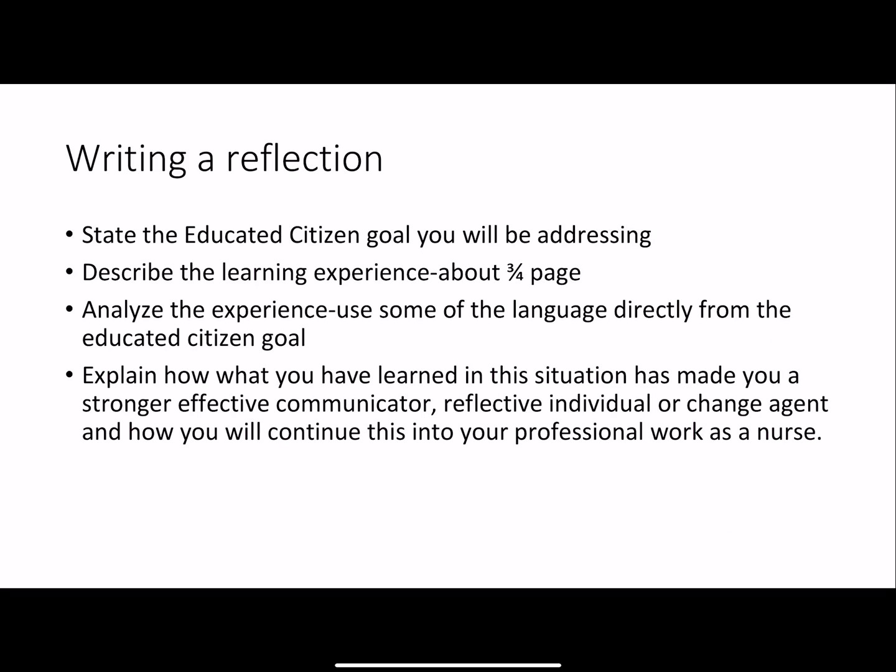So for example, if you're talking about an effective communicator experience, it would be important in your analysis to include things like verbal and nonverbal communication, communication with speakers of other languages. If you're discussing reflective individual, you might be talking about things like practicing critical thinking, making correct connections across disciplines. Finally, you'll want to explain in the last part of the paper how you plan to continue to embrace these educated citizen goals in your future work. In total, this should be about 2 to 3 pages double-spaced.